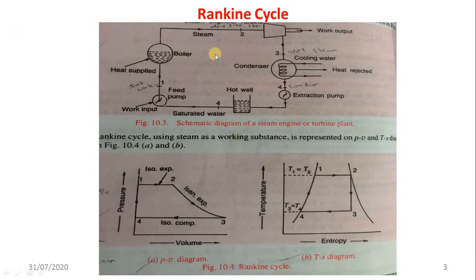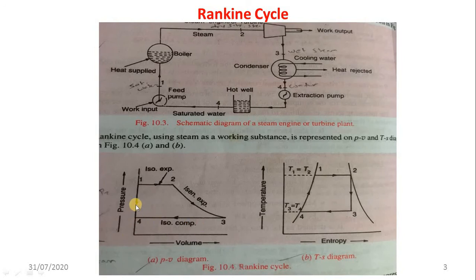We already discussed the theoretical part of the Rankine cycle in previous videos. This is the PV and TS diagram of the Rankine cycle. The process 1-2 is nothing but isothermal expansion. Process 2-3 is nothing but isentropic expansion. Process 3-4 is nothing but isothermal compression.